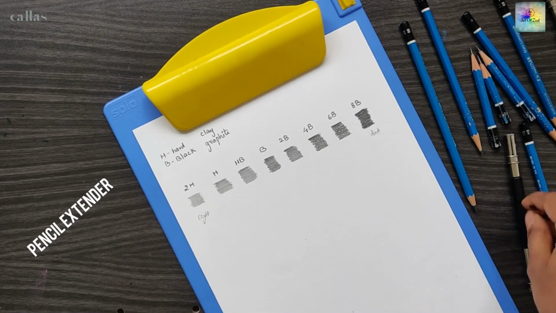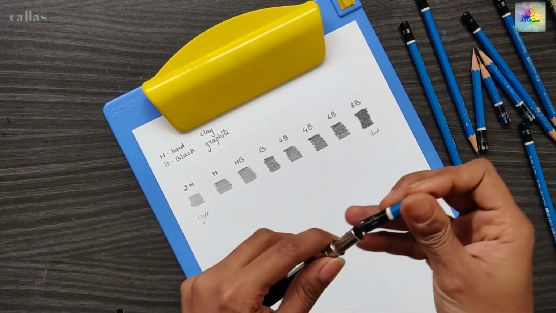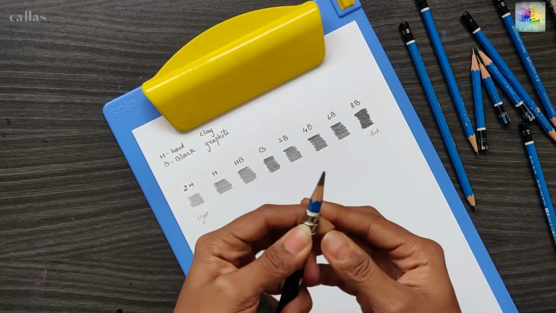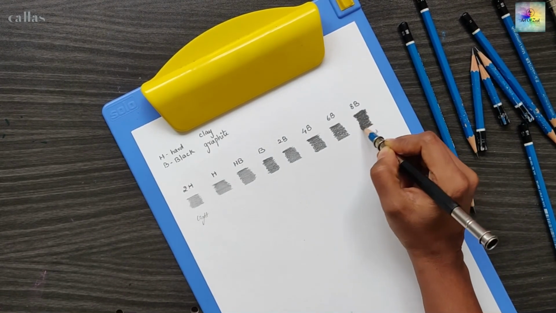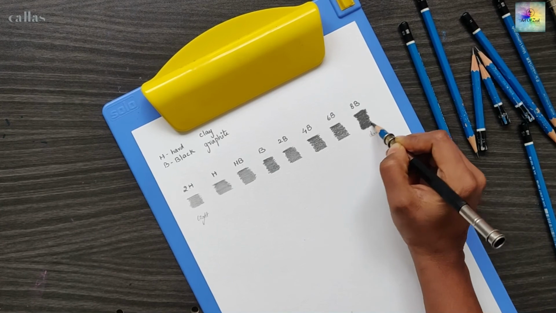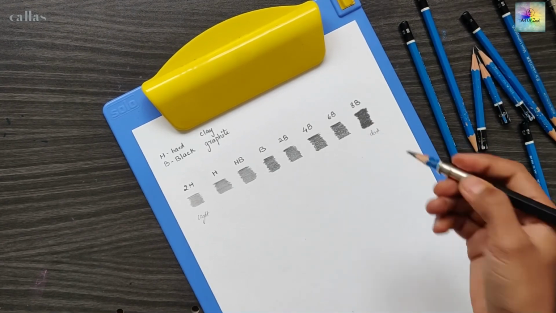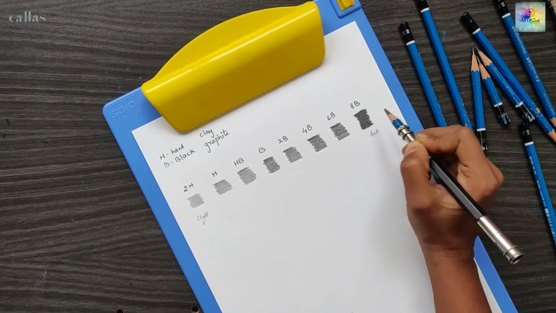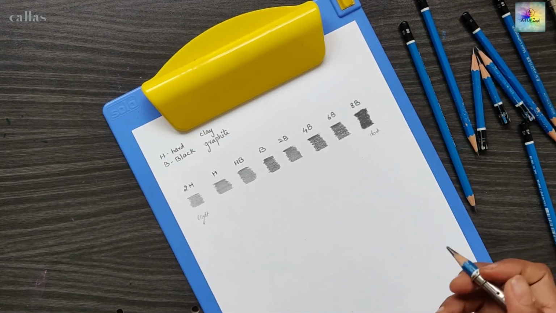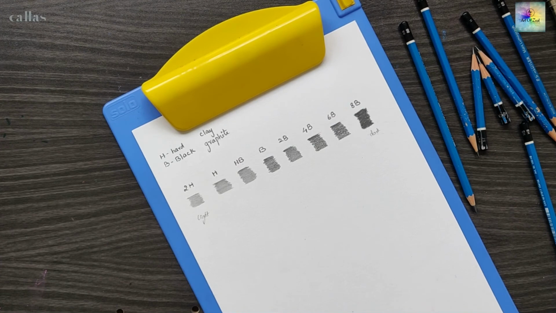When the pencil is small, this is the extender. I fix it and we can use it very easily. That is the reason I asked you to buy this extender, so that it will be very helpful. If you don't have an extender, no problem. You can just try it with your hand. So these are the basic shades of the pencils.